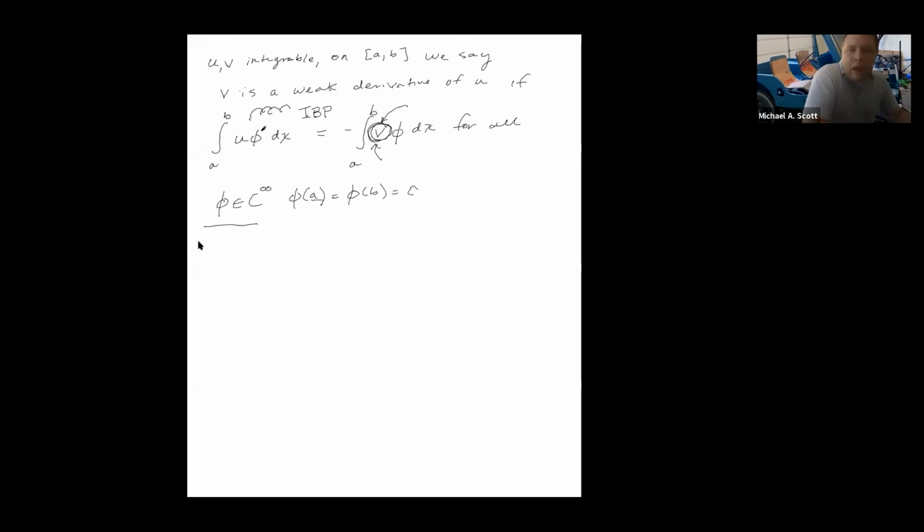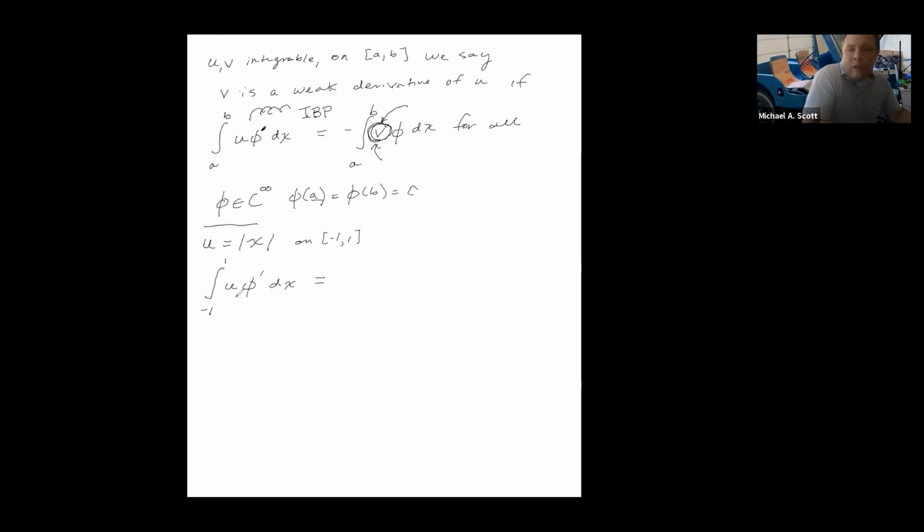All right, so let's look at u equal to the absolute value of x on -1 to 1, okay? So let's take this derivative now, or this integral, we got the integral from -1 to 1 of u phi prime dx. Okay, this integral is well defined. Now let's do integration by parts.